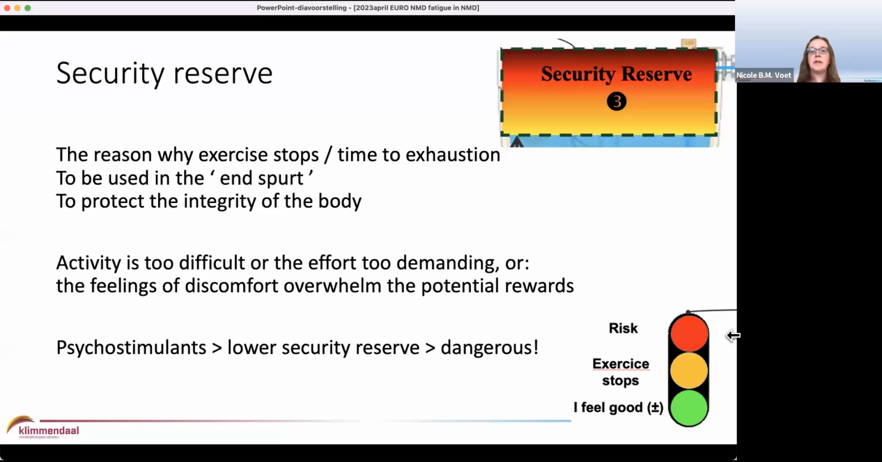For example, a patient said to me last week, when I go a day out with my children, I use the security reserve, and I know that I have fatigue the days after, but I do it once a month or once every second month, but not every day.